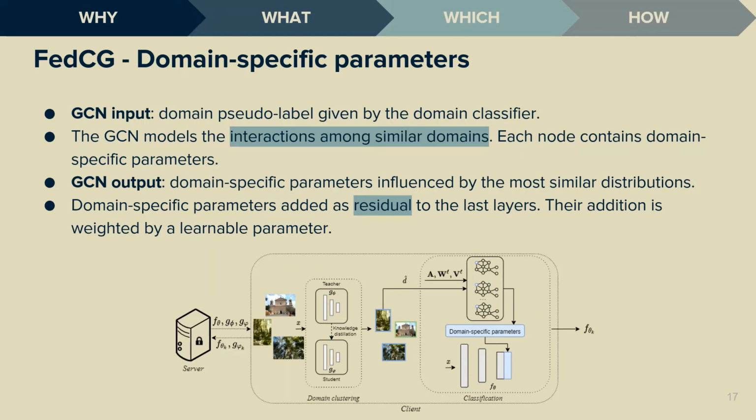Specifically, given the domain pseudo-label extracted by the domain classifier, the node containing the corresponding parameters is selected. Thanks to the connections of the graph, domain-specific parameters are produced and are added as residuals to the last layers of the network. Their addition is weighted by a learnable parameter. Then the global learned model is sent back to the server for the standard aggregation.